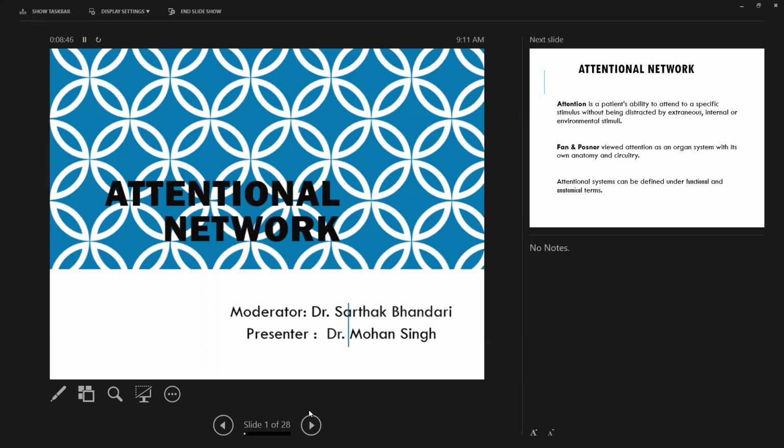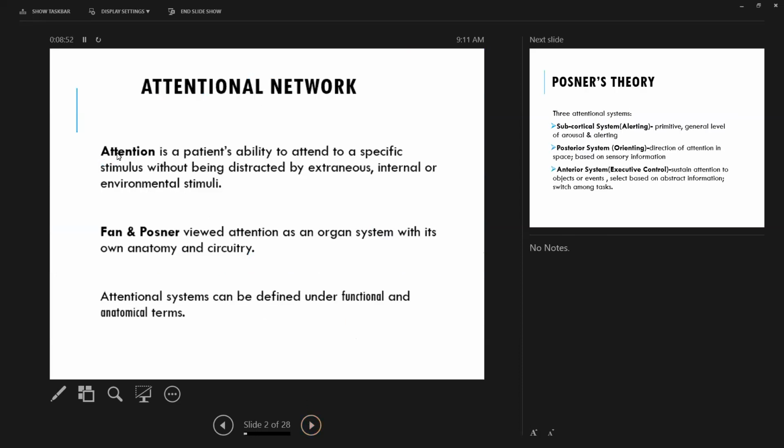To begin with, what is attention? Attention is a patient's ability to attend to a specific stimulus without being distracted by extraneous, internal, or environmental stimuli. Fan and Posner viewed attention as an organ system with its own anatomy and circuitry. Attentional systems can be defined under functional and anatomical terms.